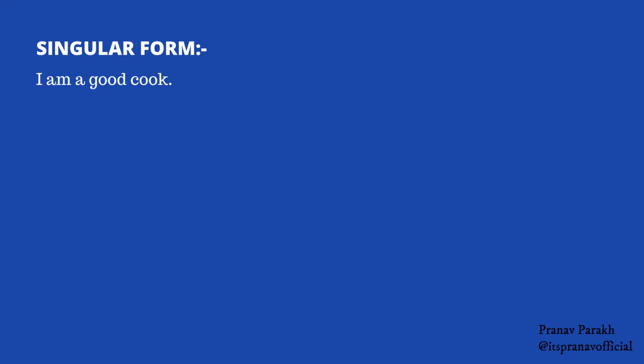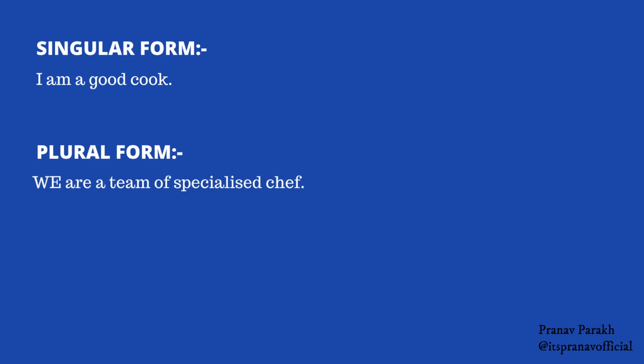I am a good cook. So here I is a singular form. Plural form: we are a team of specialized chefs. So here we is a plural form. So this was all about the first person.